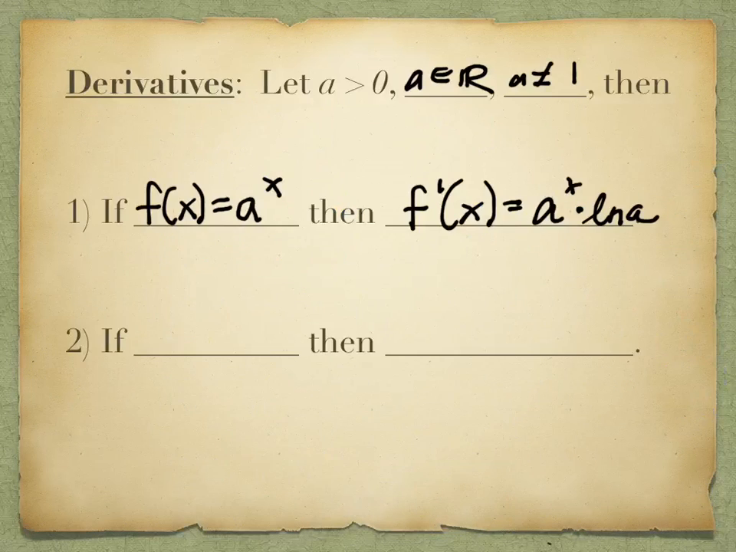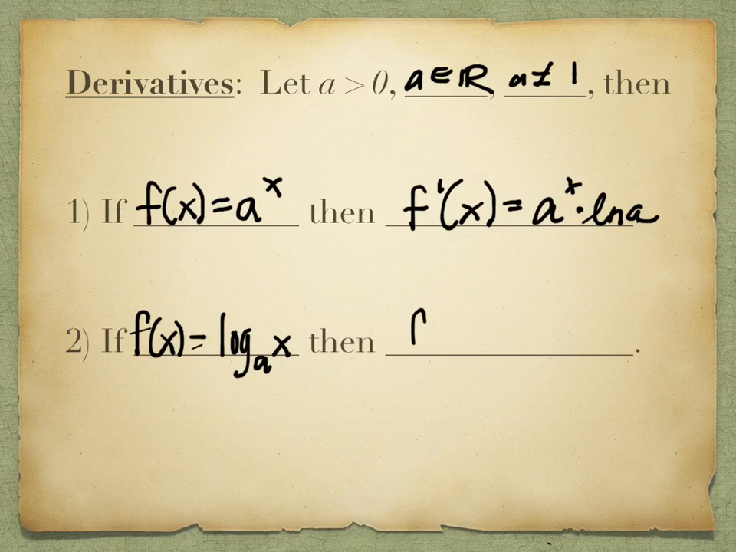So that's where that other piece of this formula is coming from. So you have the derivative of a to the x is a to the x, but then you get the times the natural log of a from that definition of a to the x from before. Okay, and the second one works the same way. We've got f of x equals log base a of x, and the derivative. So think with me for a moment. What was the derivative of the natural log of x?